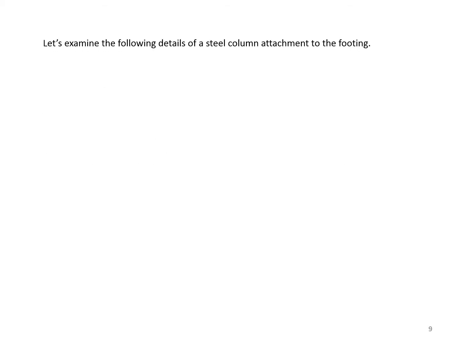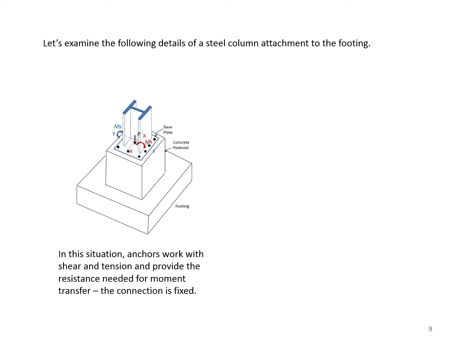Let's examine the following details of a steel column attachment to the footing. In this one, as you can see, many anchor bolts are used. These are the anchor bolts. In this situation, anchors work with shear and tension and provide the resistance needed for moment transfer. Therefore, the connection is fixed.